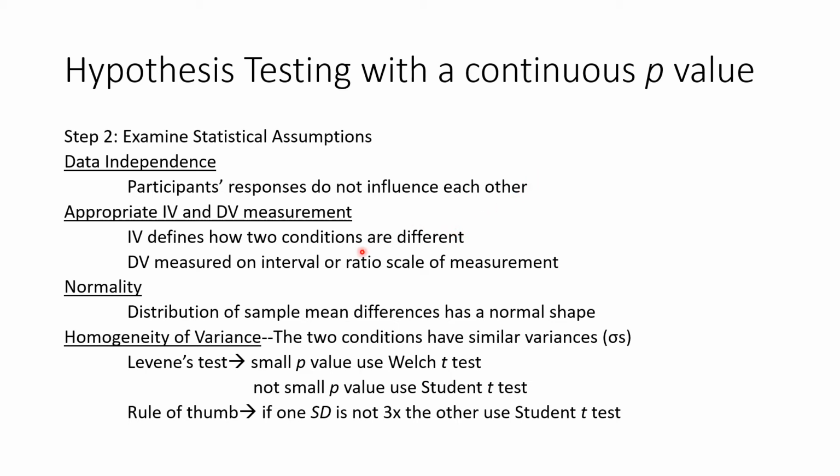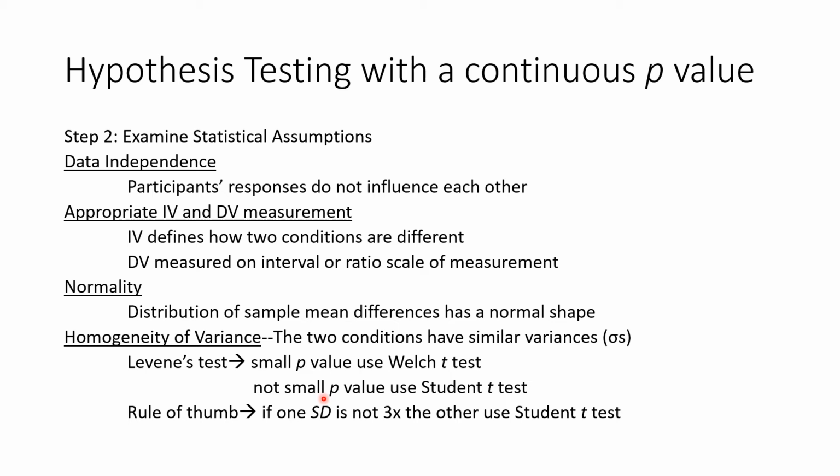If you look at the Levene's test and you get a small p-value, then you should use the Welch's t-test, because the Welch's t-test does not have a homogeneity of variance assumption. If you get a small p-value, that means that the two variances are fairly different. Now, what do I mean by small? Let's say 0.05 or less. If you get a p-value of 0.05 or less for the Levene's test, then you can use the Welch's, because again, the Welch's does not assume homogeneity of variance.